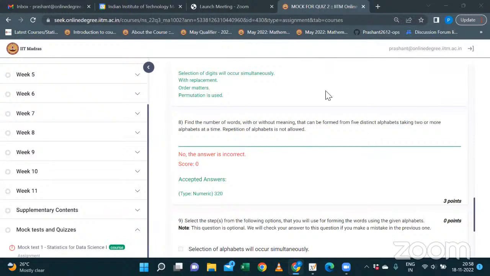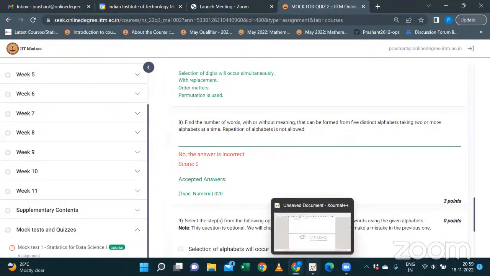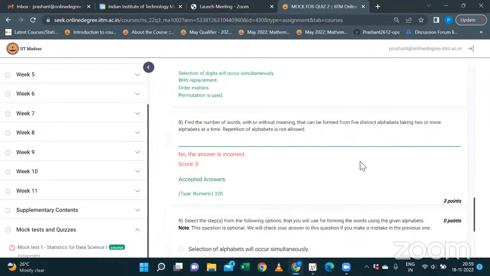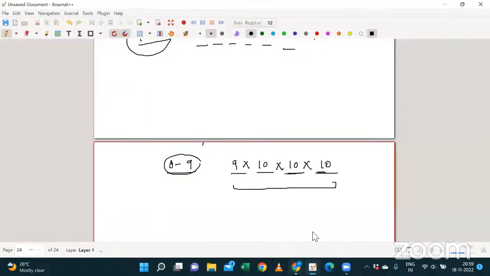The wording in this question should be more clear, like 5 given alphabets. But if you focus, it's written that you have to form the word from 5 distinct alphabets. Suppose I'm saying 5 distinct, it can be anything out of 26. Yeah, out of 26, 5 distinct letters can be there.